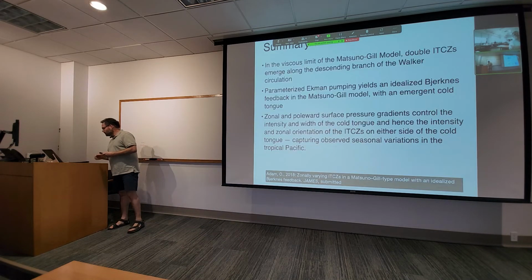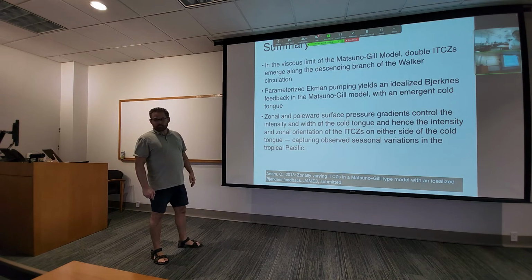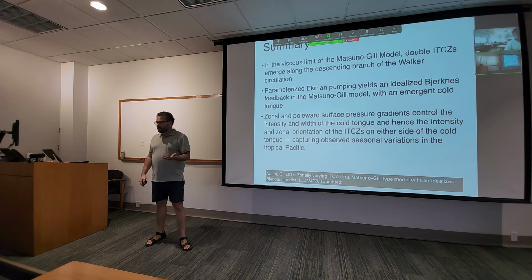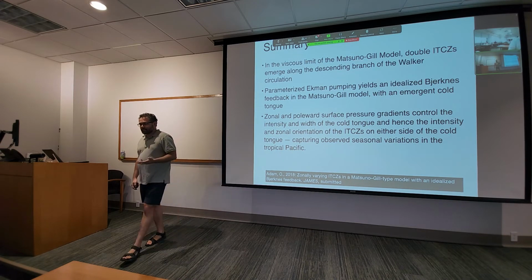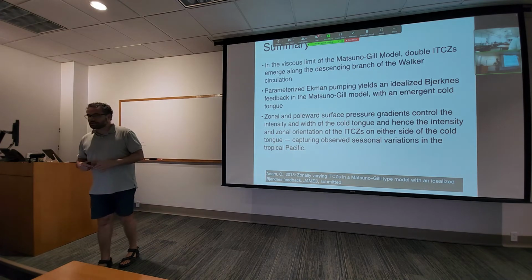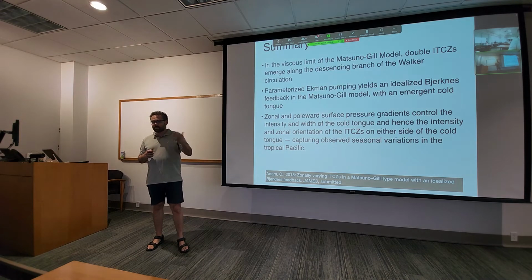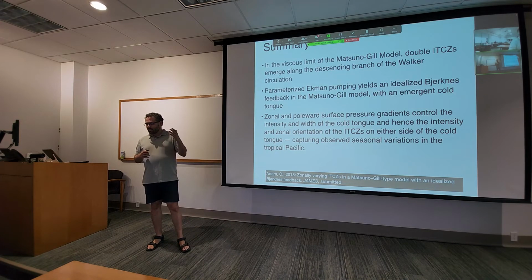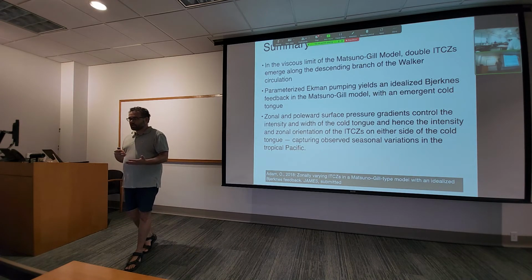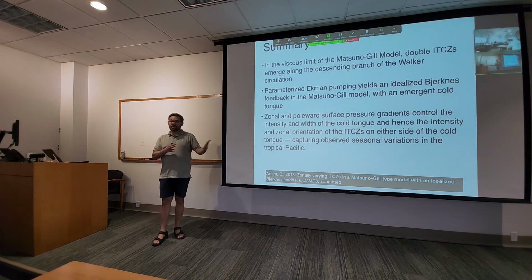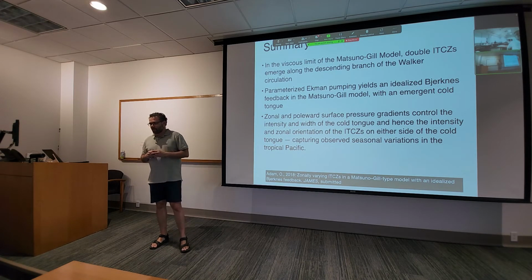Okay, so just to summarize this part of the talk: in the viscous limit of the Matsuno-Gill model, we have the emergence of double-ITCZs along the descending branch of the Walker circulation, which is a new and interesting, another mechanism for generating double-ITCZs. And then parameterized Ekman pumping yields an idealized Bjerknes feedback in the Matsuno-Gill model, so we can extend the Matsuno-Gill model to simple idealized coupled problems.